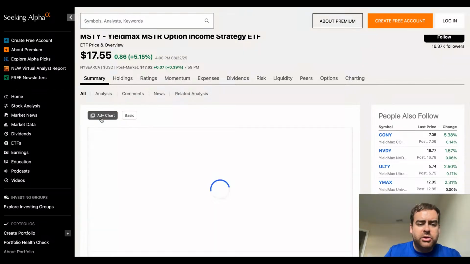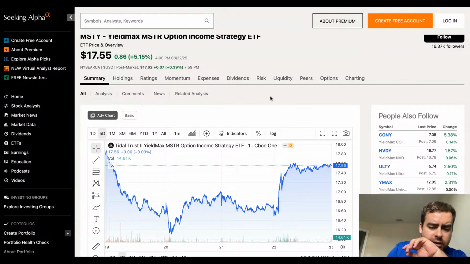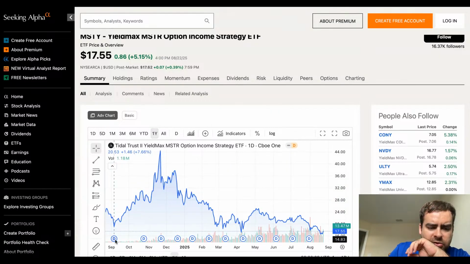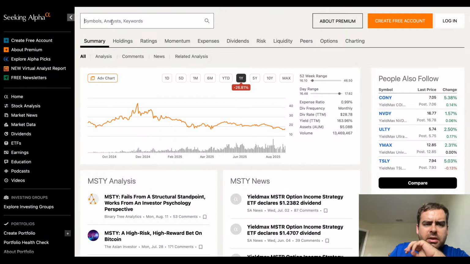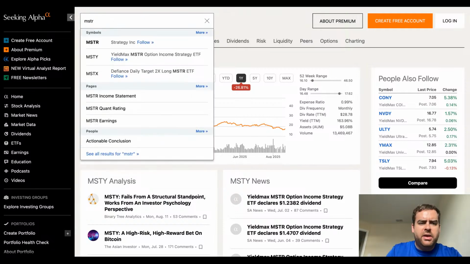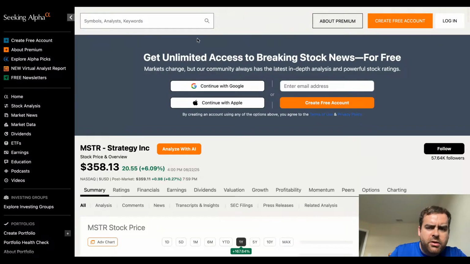We got advanced chart here. What's the advanced chart? Oh, it shows the dividends too. I like this actually, because you can see how the price responds to the dividends. So this isn't just a function of dividends. This is a function of the underlying as well. So you can see the dividends here. I feel like it seems like they missed one in October. That's weird. But you can see it's been declining over time. So this is also a function of MSTR, of course.